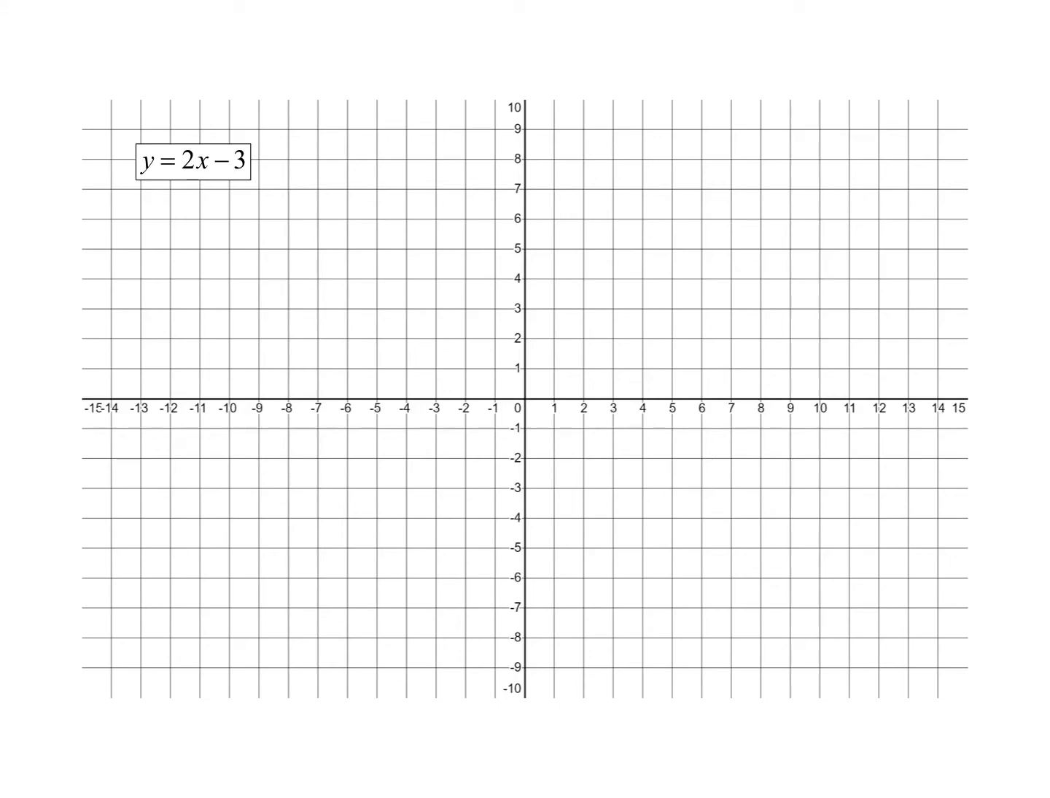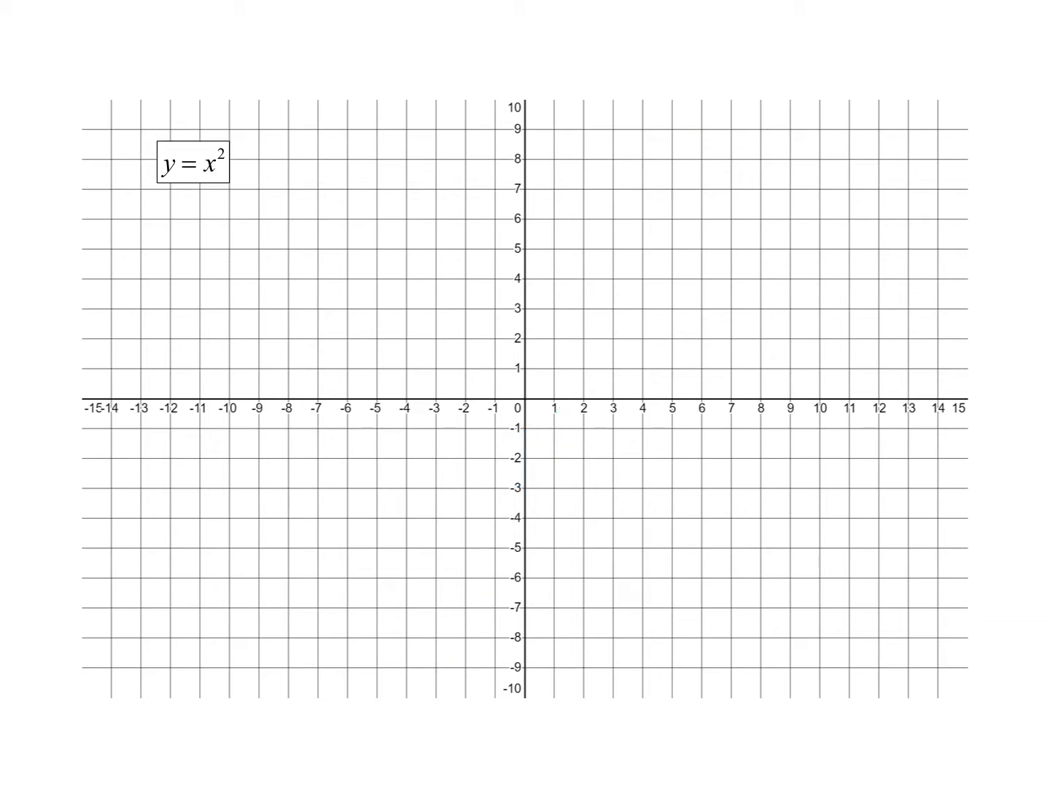In this video, we're going to look at graphing. The first example is a linear equation. We start with the y-intercept, the -3. Our second point can be found using the slope. The slope here is 2, which is the same as 2 over 1, so we go up 2 over 1. And then we draw our line connecting the dots. Use a ruler if you need to.